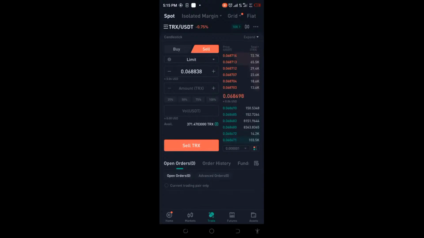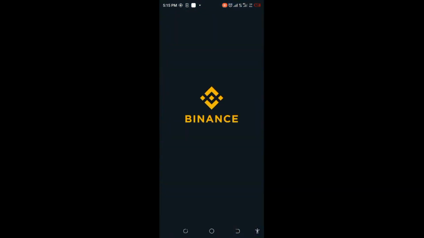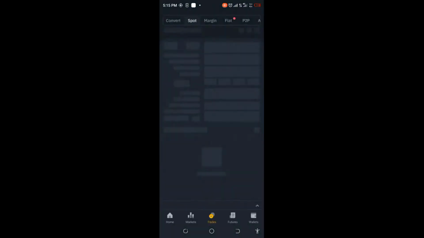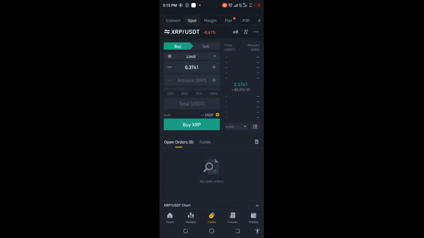All right, so now let's go ahead and just quickly get our deposit address in Binance. That's just going to be our TRC deposit address. So let's go ahead and do this quickly. I'm just going to click on that.